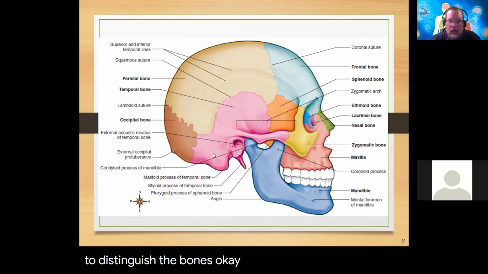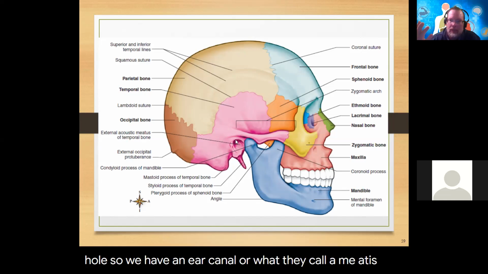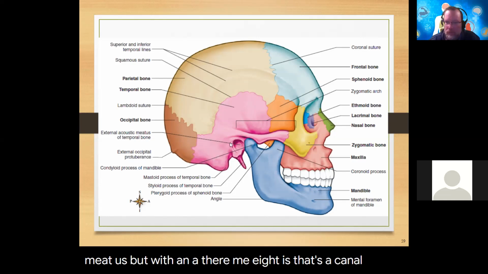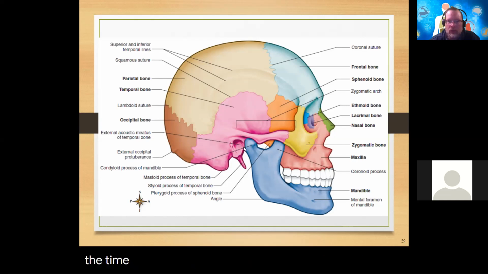Okay. So anyway, we can see one thing right away with the temporal bone. We see the ear hole. So we have an ear canal, or what they call a meatus. A meatus is a small, here's the spelling, meat, like meat that you eat, with an us on the end, but with an A there. Meatus. That's a canal in a bone. So that's the external auditory or acoustic meatus of the temporal bone.